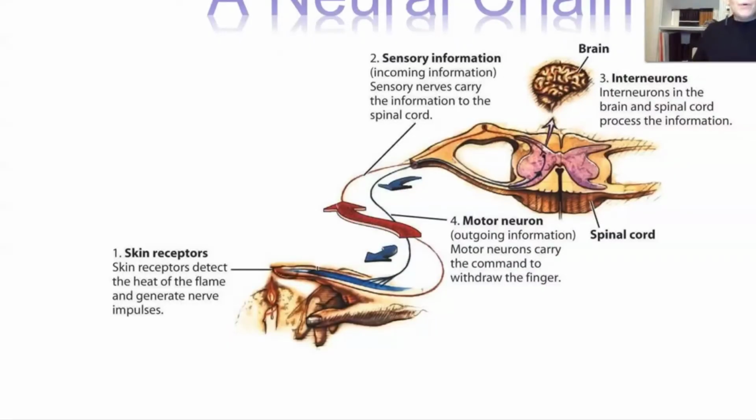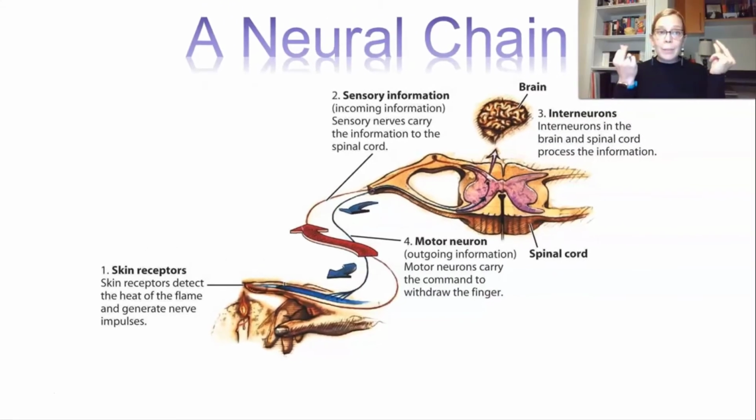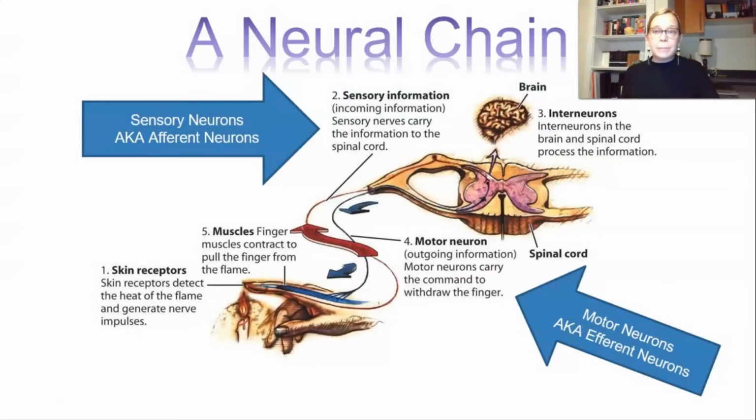Next, a motor neuron, which deals with outgoing information, will carry the command from the brain to, hey, withdraw your finger from that flame. Ow, that hurts, right? So it's going to take the command to withdraw the finger back to the hand, and that is what makes you pull your hand away from the flame. And remember, all that happens lightning fast. So your finger muscles will contract to pull your finger from the flame.